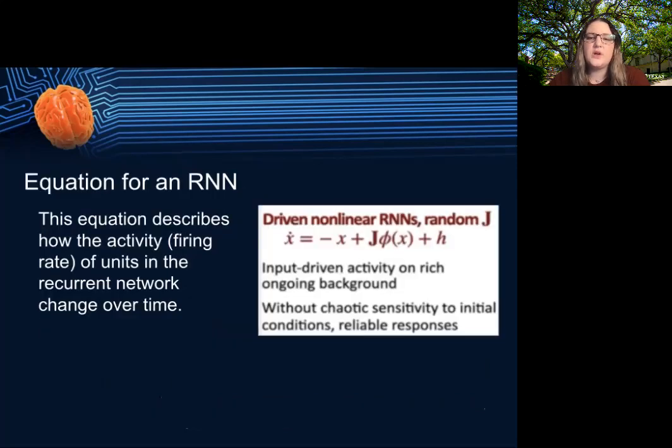Here we see the equation for an RNN that describes how the activity or the firing rate of units in the recurrent network change over time. If we break down the parts of this equation, we have the left side, which is the derivative of x over time, and then we have x, the vector of the activity of the recurrent units. And at each time step, the activity of each unit is added to a weighted combination of inputs from all other units, or J phi x. The inputs are passed through a nonlinearity. We need this nonlinearity to get rich dynamics, or changes in activity over time. There can also be periodic inputs h added to get most favorable dynamics.